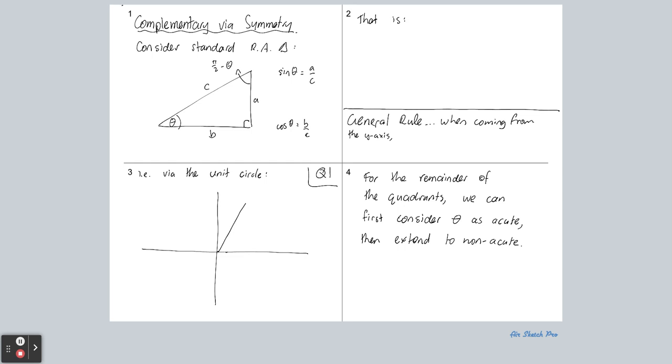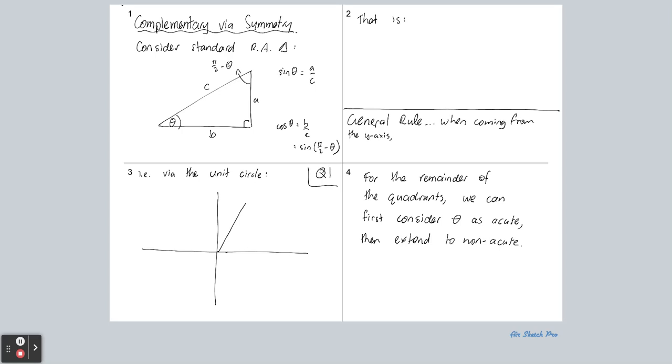Now, let's consider, I'll just do it verbally, then I'll write it down. Let's consider what the sine and cosine of this angle is. Well, the sine of pi on 2 minus theta would be B, which is opposite this angle here, over C, opposite over hypotenuse. But B over C is also the cosine of theta. And so we have a relationship for complementary angles, angles that add up to 90 degrees, that cos of theta is equal to the sine of pi on 2 minus theta.